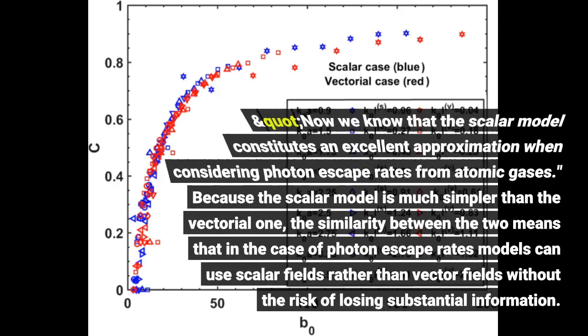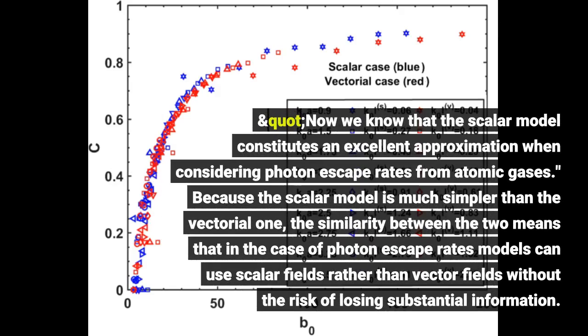Now we know that the scalar model constitutes an excellent approximation when considering photon escape rates from atomic gases. Because the scalar model is much simpler than the vectorial one, the similarity between the two means that in the case of photon escape rates, models can use scalar physics.